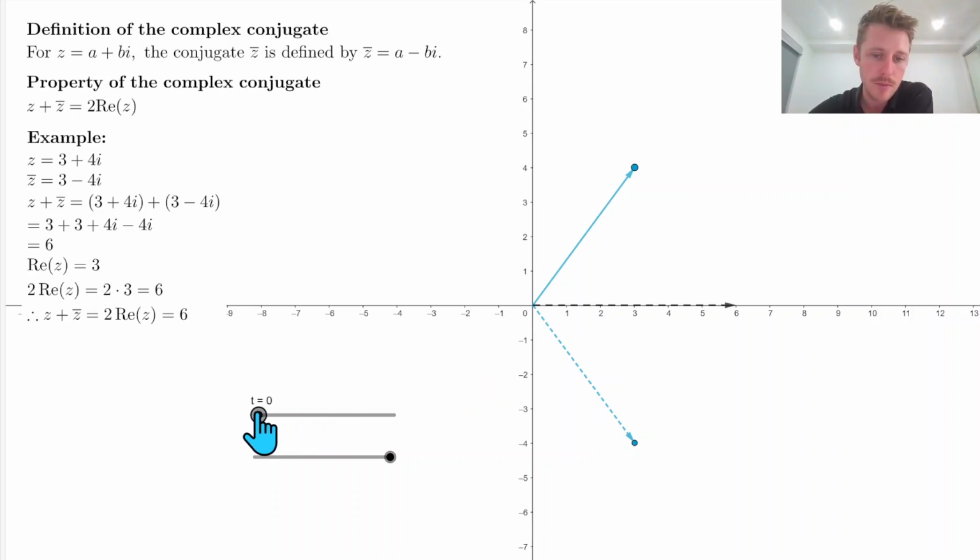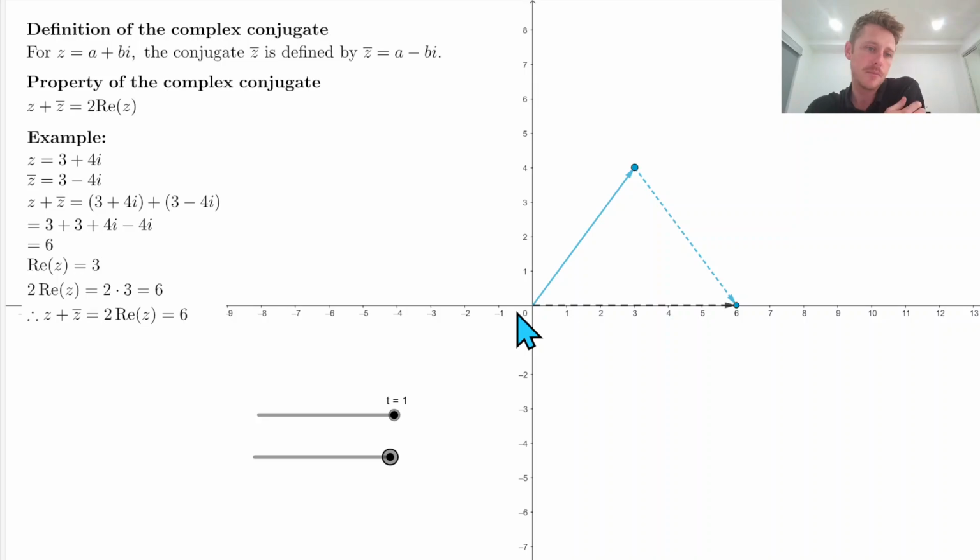So I didn't realize I had an animation here. So this is the complex number represented as a vector. If we then add the conjugate to it, it's going to look something like that. And then we get that this here is 2 multiplied by the real component of the original complex number. Okay, on to the hardest part.